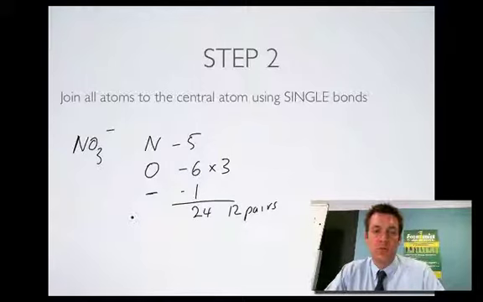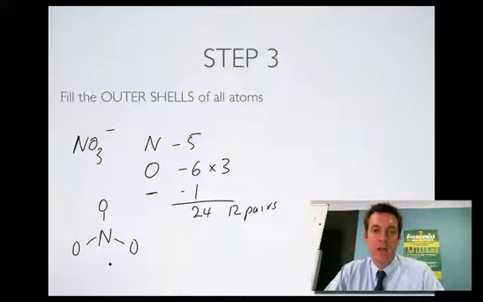Join all the atoms to the central atom. The central one is the first named, so N. Join the oxygens to it using single bonds. I've used a particular geometry there, but that's not important for this at all. Fill the outer shells of all the atoms. Nitrogen holds 8 in its outer shell, so it needs 1 more pair. Each of the oxygens needs 3 more pairs, so they've all got 1 each at the moment. Remember, I'm doing this as lines, not as dots, because it's quicker.